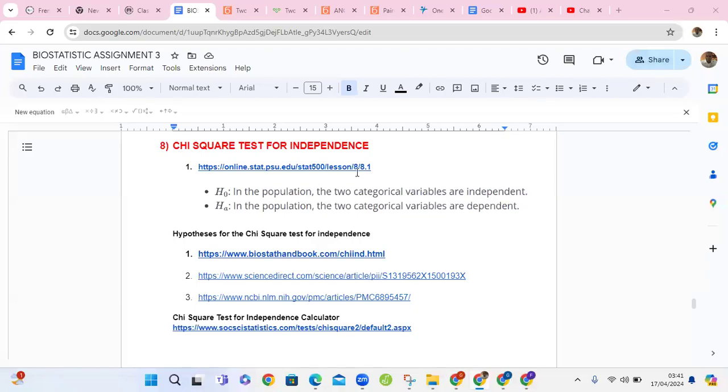Here we are going to discuss how to conduct a chi-square test for independence. So let's start with the hypothesis for the chi-square test. The null will always be saying that in the population of the two categorical variables there is independence, so that there is no association between the two categorical variables. And the alternative hypothesis will be saying that there is an association, that they are dependent on each other.